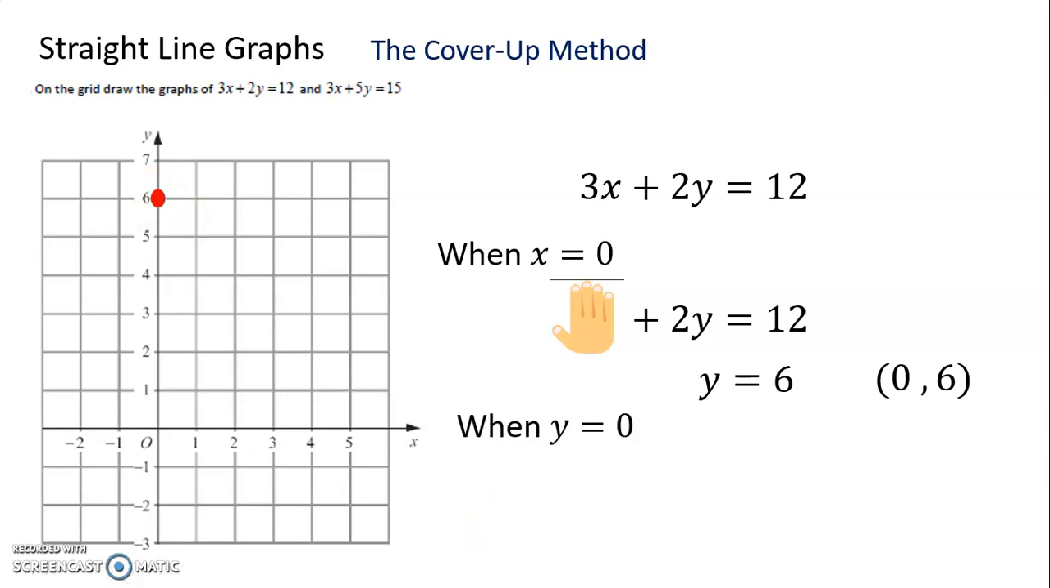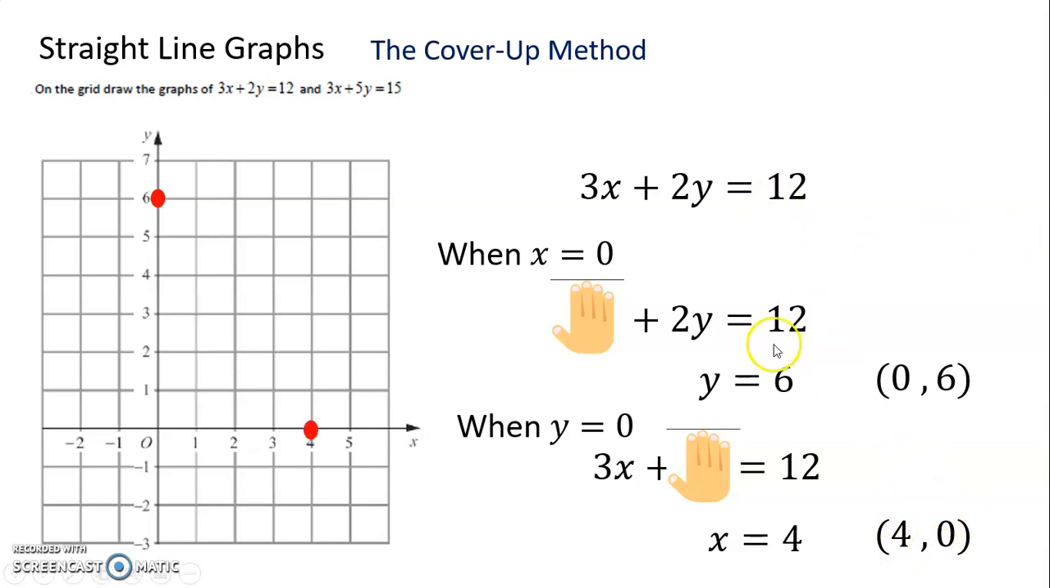Okay, so now I'm going to think about what happens when y equals 0. And to do that, I'm going to cover up the y part with my hand. I know that they're 0. So that leaves me with 3x must be equal to 12. And then I'm going to divide through by 3. And that gives me that x equals 4. Now that gives me a coordinate as well, but this time I know that x is 4 and y is 0. So the 0 now is the y coordinate. And now I can plot that.